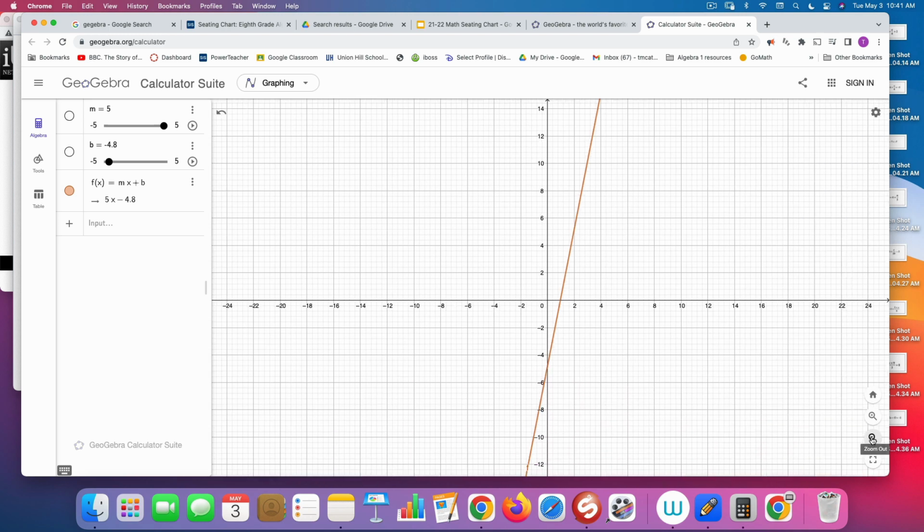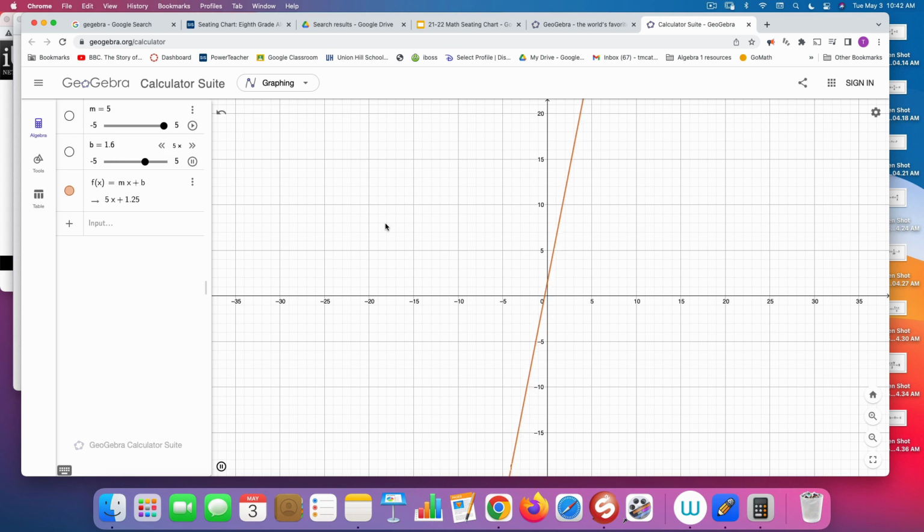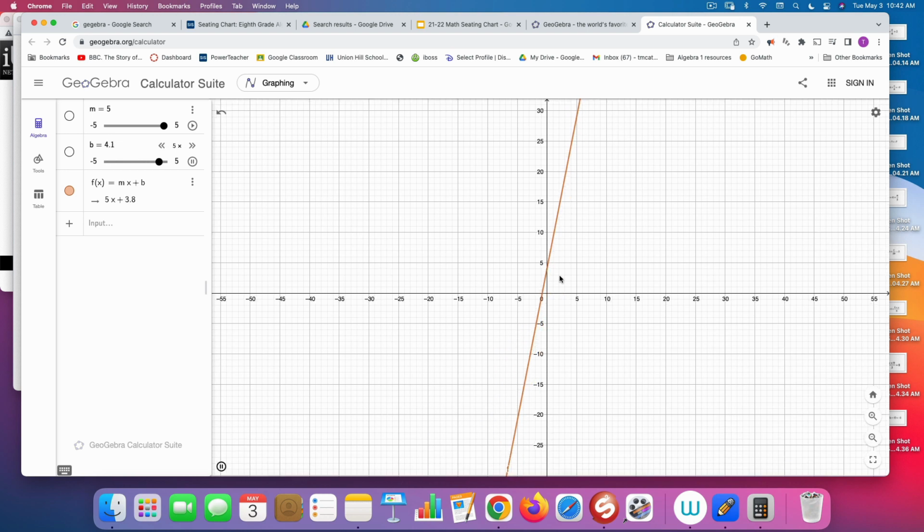Let me see if I can zoom it out and press play again. Slow it down. So it looks like it's going left to right, but what's actually happening is your y-intercept changed. So notice how the y-intercept goes from negative 5, 0, 5, 0, negative 5, 0, 5, 0, negative 5. So the point of this is you're moving the y-intercept. That's what happens when you change b.